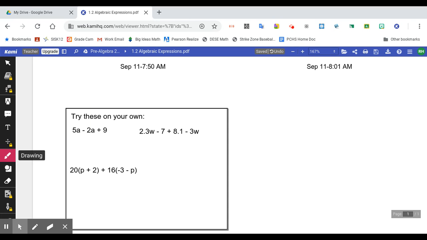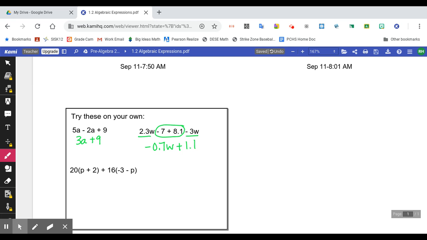So I've got 5a and minus 2a is 3a, and 9 is by itself, so it drops. Over here, w's are the same. So 2.3 minus 3 is negative 0.7w. And then these two in the middle go together. Negative 7 plus 8.1 is positive 1.1. So there's your answer for that one.